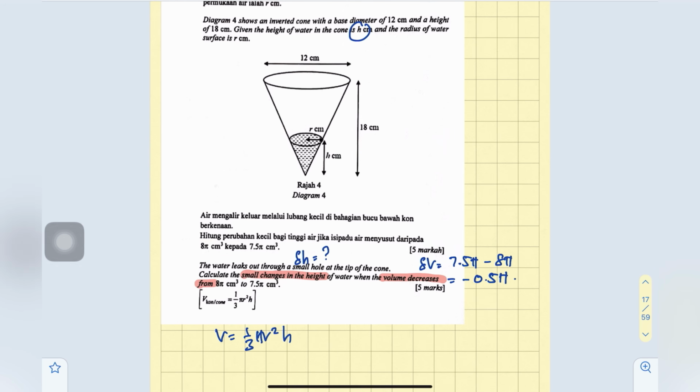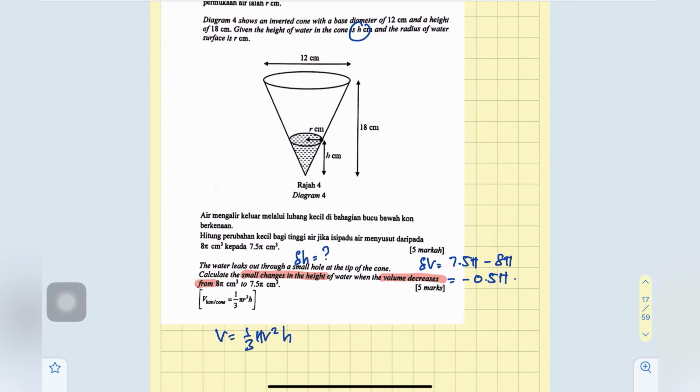Okay, so tengok hubungan dekat sini, delta H, delta V. So kita ada pula kat sini V, tapi kat sini V in terms of R squared and H. Jadi kita ada dua unknown, which are R and H. Jadi tak uniform kan. So therefore kita kena uniformkan ni. So kita kena ada V in terms of H je. Sebab kat sini ada dV dengan dH je. Jadi kita kena cari kaitan between R and H.